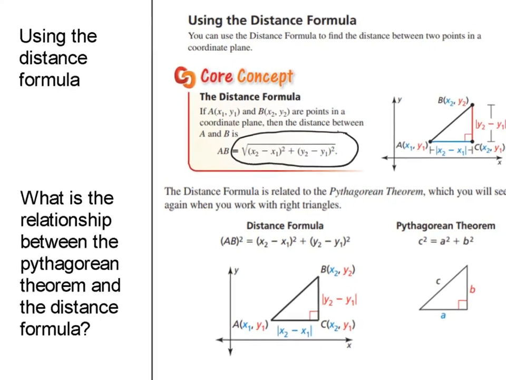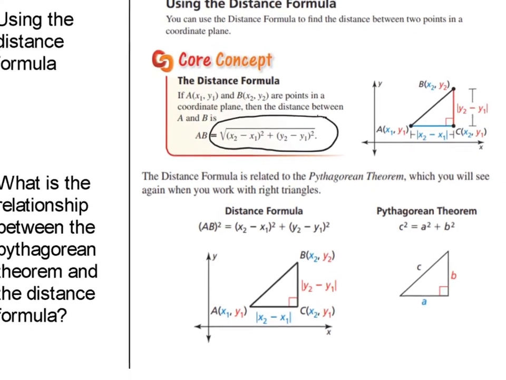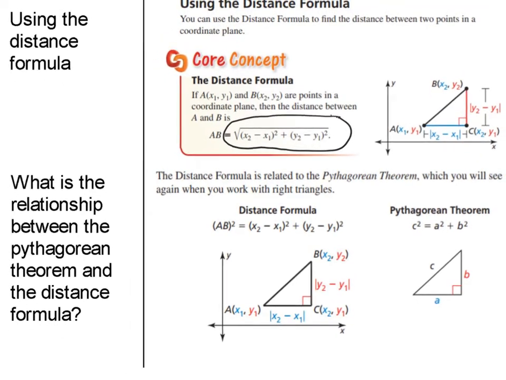This just says using the distance formula, and then what is the relationship between the Pythagorean theorem and the distance formula. So the distance formula, we're going to talk about where it comes from. So last class we talked about how to find horizontal distances and vertical distances. Distances for horizontal lines and vertical lines. And all we said was you find the difference and you take the absolute value, right?